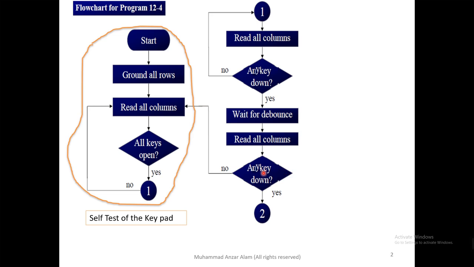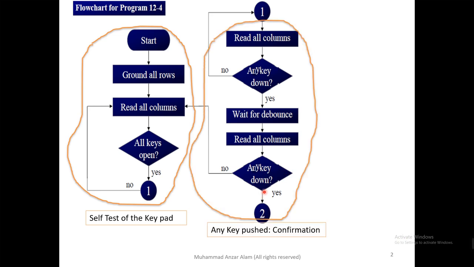How can we know any key down? We will know that one of the bits of the column will become zero. Then yes, one of the switches is down. This is any key pushed, the confirmation of the push. It gets rid of the debounce of the mechanical switch and the spikes or anything else by mistake. So this part of the flowchart confirms that the switch is genuinely pressed. If the switch is pressed, then which one is it? So this is our next task.